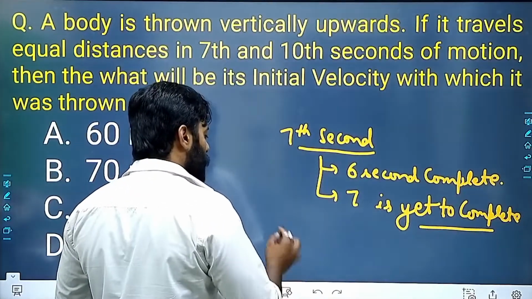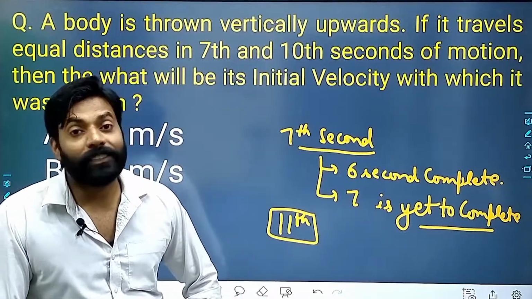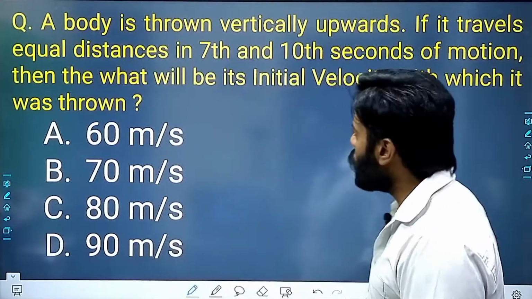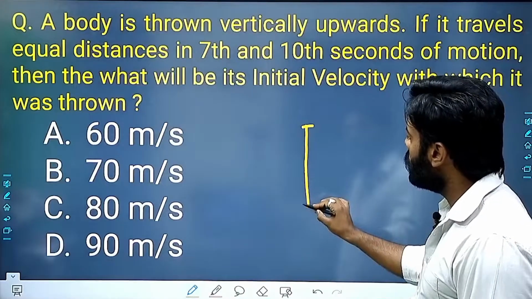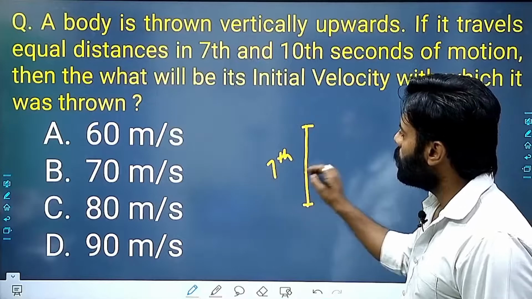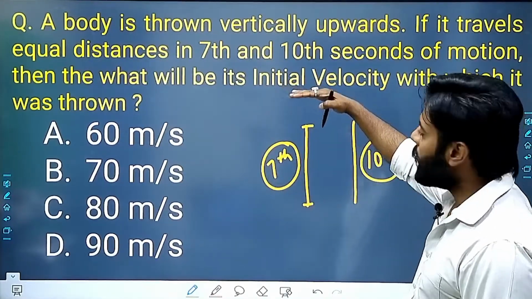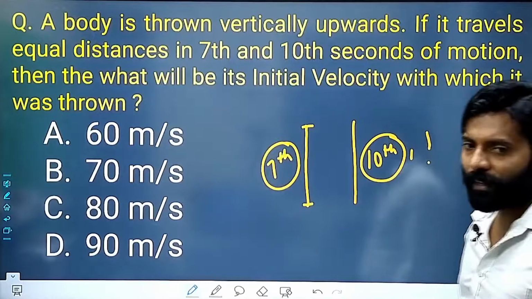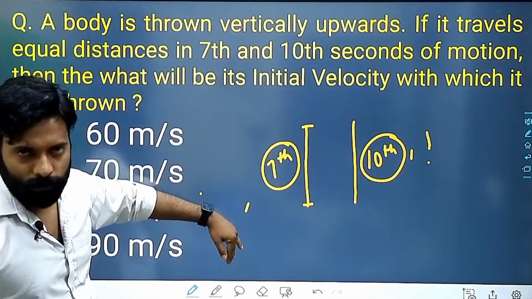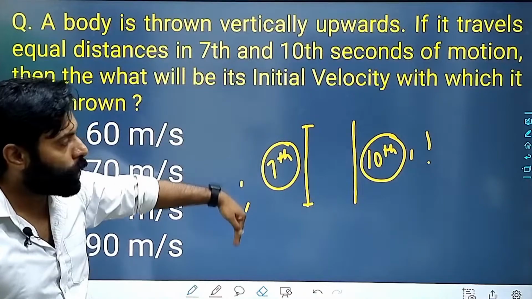Like the students of class 11th: 11th means your 10th class is completed, and your 11th is pending, it is yet to complete. Similarly we have the same sense for seconds. So in this question it is saying that the distance traveled in the 7th second will be equal to that in the 10th second. As you know, when the object is going up, that will be the condition of the 7th second, and when the object is going down, that will be the condition of the 10th second. It can't be taken in a single direction. Why? Because only when the object is going up and down can the distances be equal, right? Because here the velocity is lost by the body and here the velocity is gained by the body.